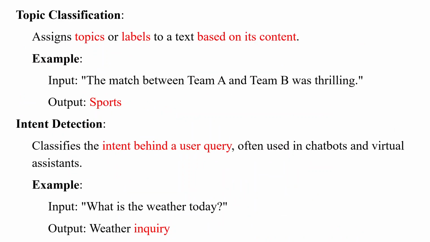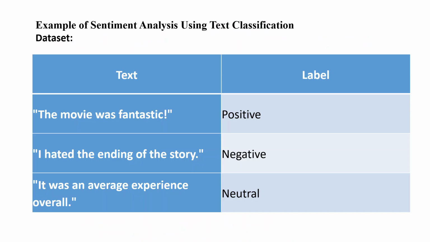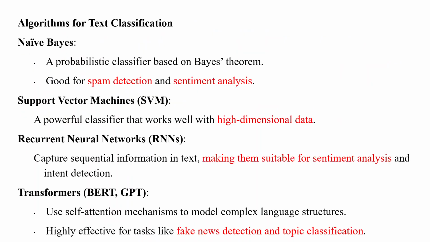Intent detection: based on the question, it has to understand the scenario and provide the labels. For this type of questions, you can use recurrent neural networks. And for fake news detection and topic classification, for this type of applications, we will consider transformer algorithms. And for queries and question answering dialogue systems also, we can use transformers.